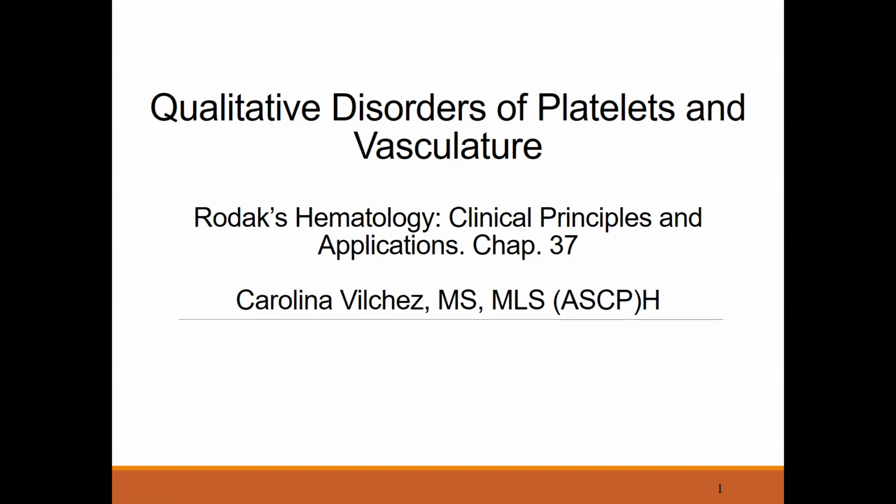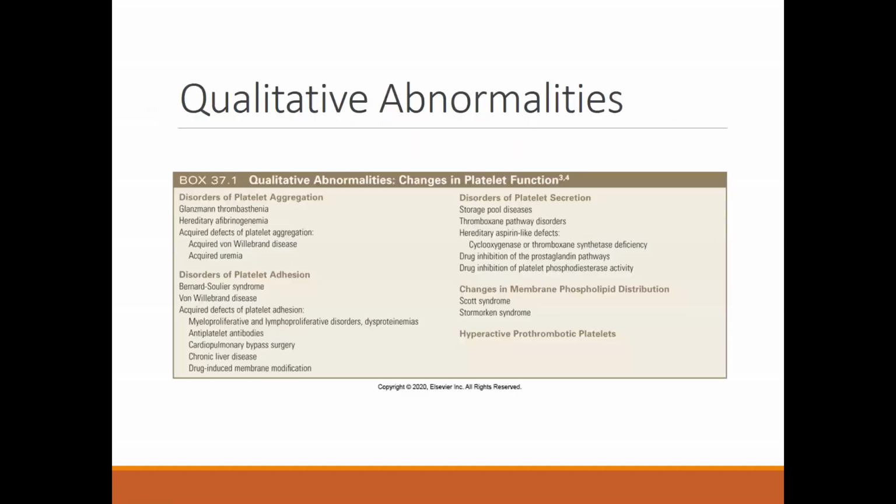These can be congenital disorders as well as acquired disorders, but I'm only going to touch on like 2 or 3 of these for this particular chapter. So on this page right here, I have a box from your textbook, chapter 37, that explains the qualitative abnormalities of platelet function that are found in some types of disorders. So these are mostly rare disorders. And again, the ones that I'll talk about are congenital, but there are some acquired disorders.